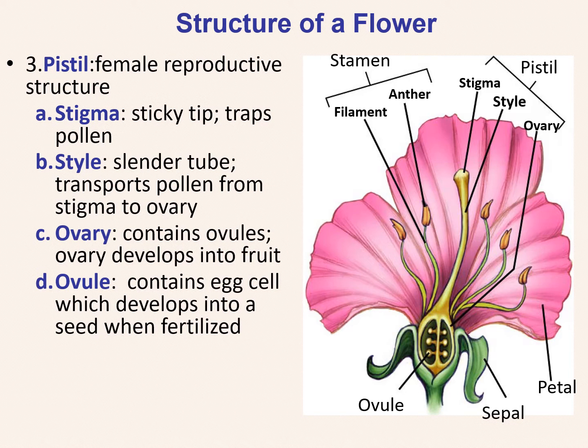See, this is the stigma, and this is the tubular structure of the style, and here the ovary, which contains the ovules. So the entire structure is known as a pistil.